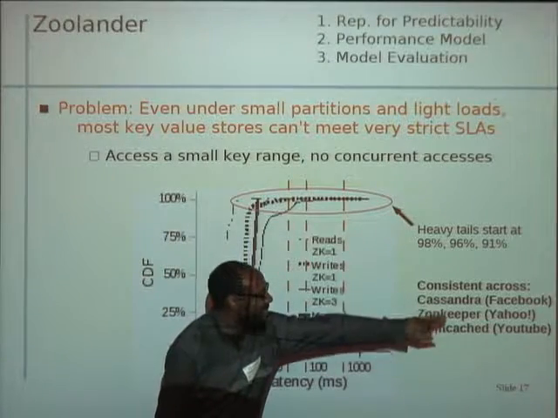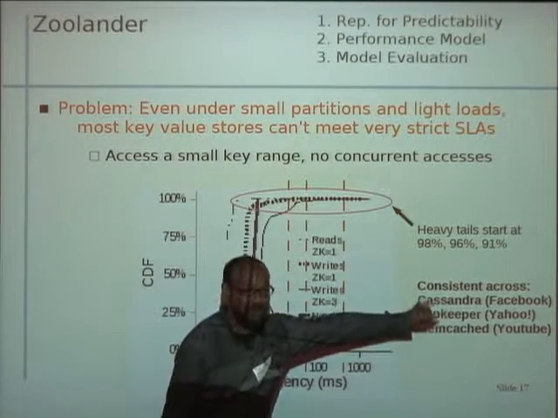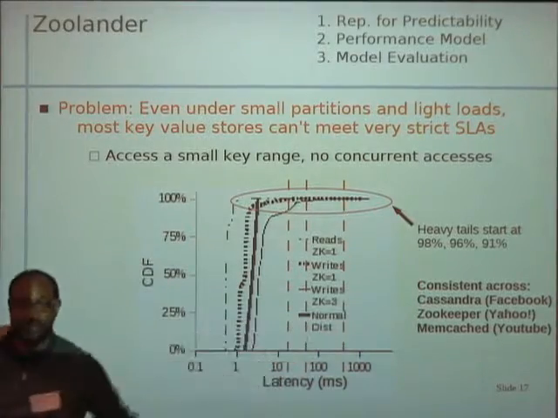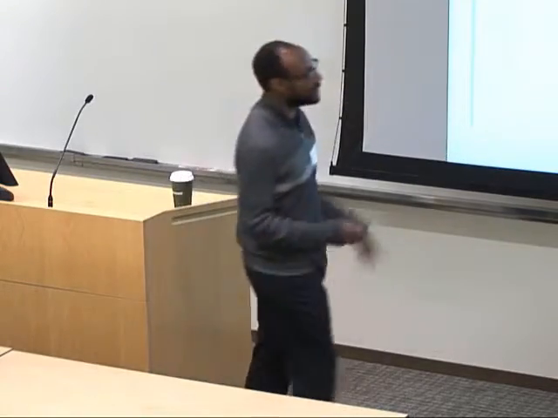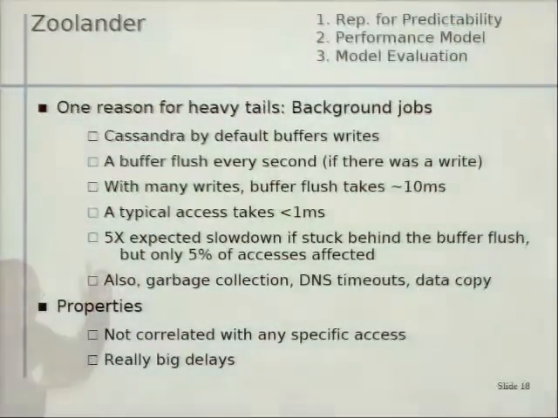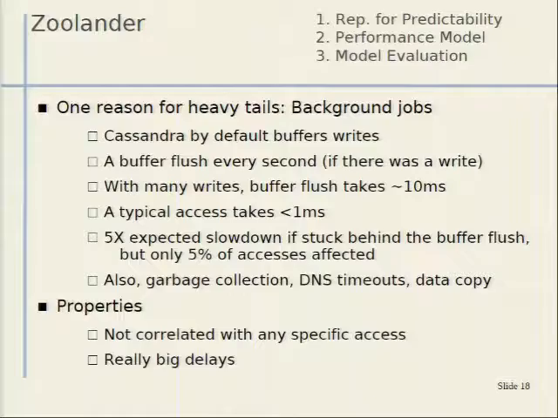I just want to point out before that this actually happens also across other key value stores. We've looked at Cassandra, Zookeeper, Memcache. These are all popular key value stores that people are using. So what are some of the reasons for this? You have background jobs, right? For instance, Cassandra has this write buffer issue: you issue a write, and it tries to respond as quickly as possible by keeping a buffer of your writes.